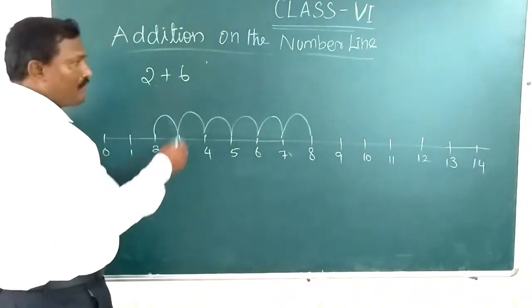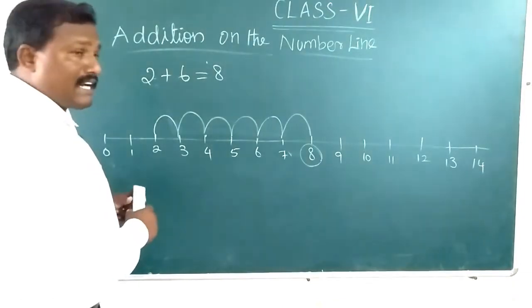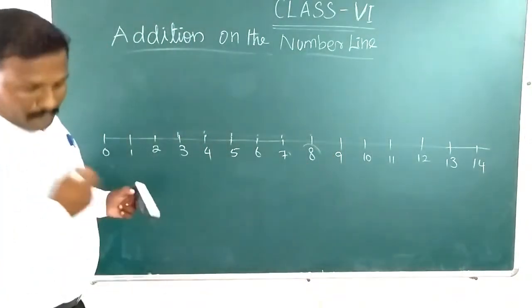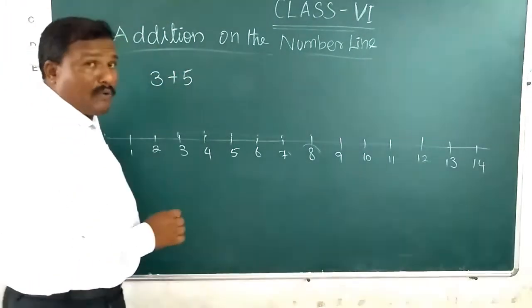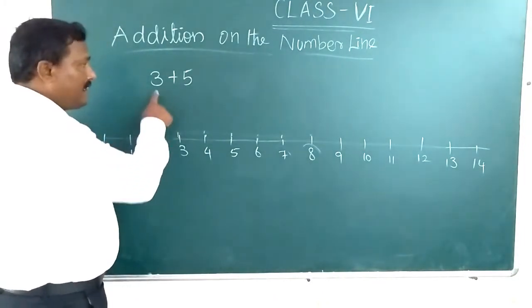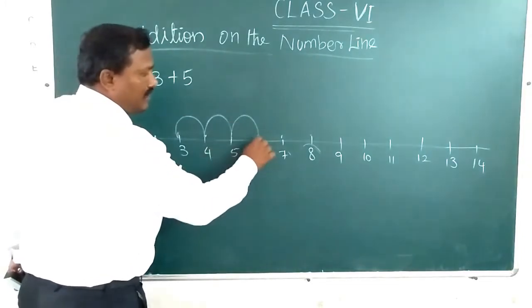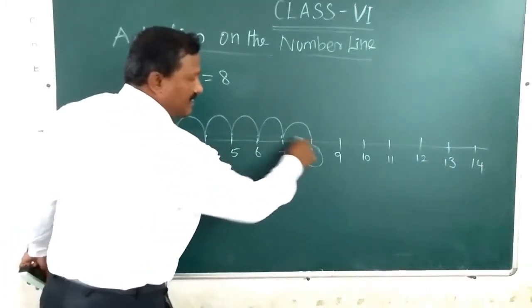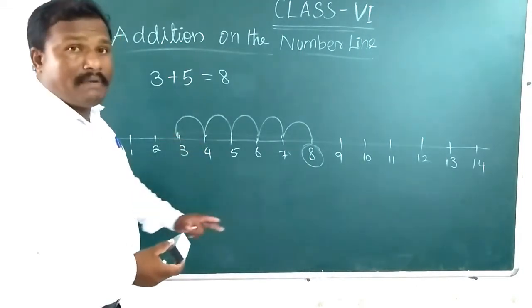So 2 plus 6 is 8. So the answer is 8. Let me take another example. 3 plus 5. Now I want to add. For adding, what you will do, you have to start from 3. How many jumps do you want to jump? 5 jumps. So 1, 2, 3, 4, 5. So 3 plus 5 is equal to 8. So that is 8. Now you can add any number by using the number line.